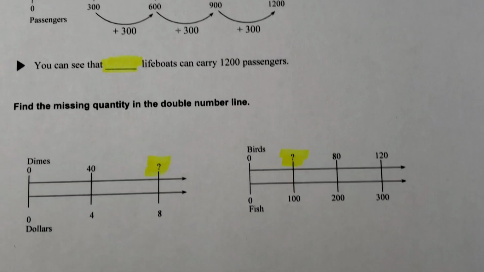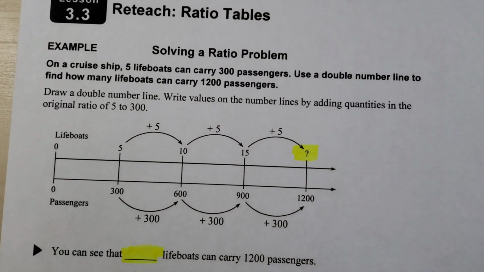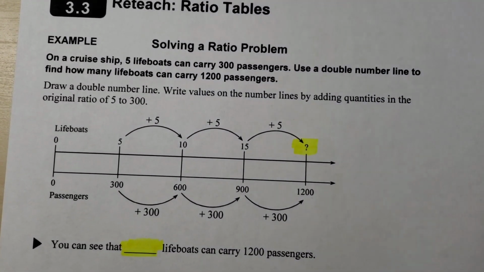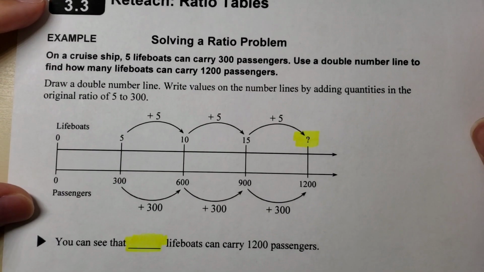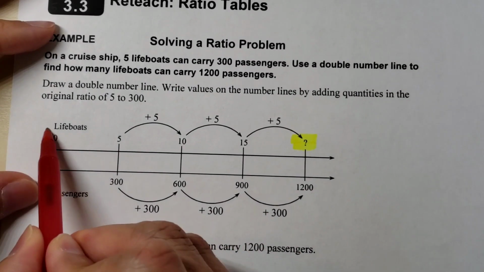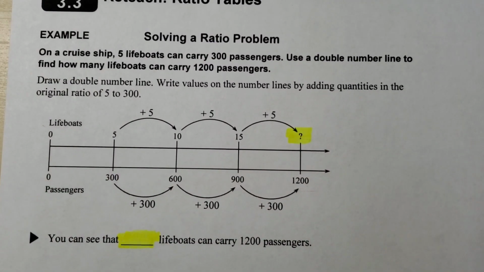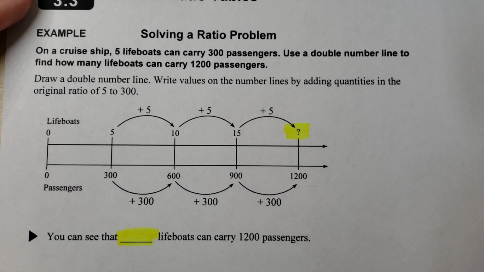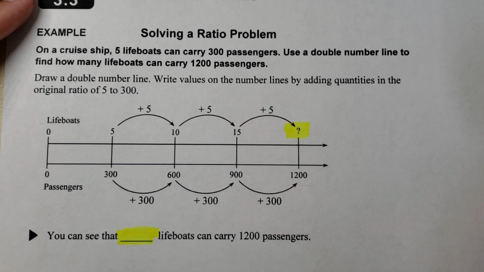Last one. So we have the double number line. Now, don't get confused about this because it's actually the same thing as the table. If you add more lines at the top, it's the same thing as the table. So you do the same strategy as you use when completing a table.